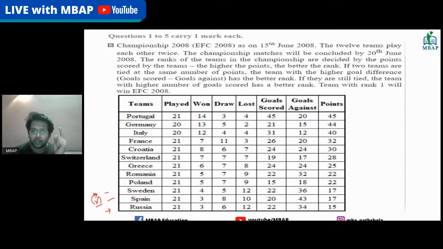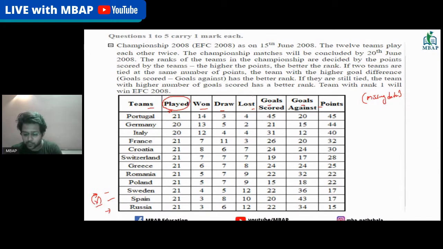I told you one thing. I gave you a hint also. The hint was that this question belongs to a caselet of missing data. This is a missing data caselet. The question deals with the number of teams and the number of matches played, won, draw, lost, goals scored and goals against, and the final points. That's what has been given to you.